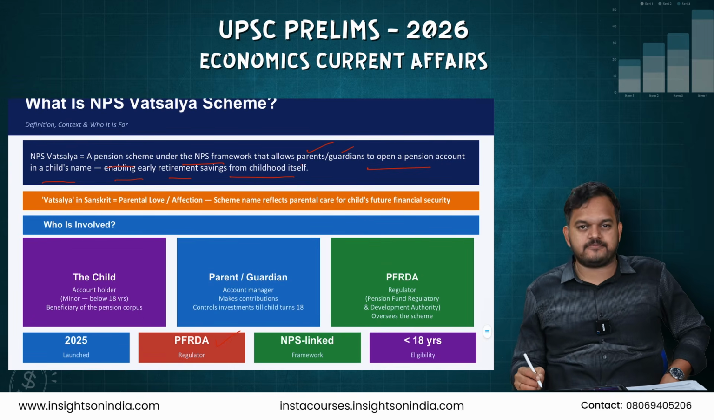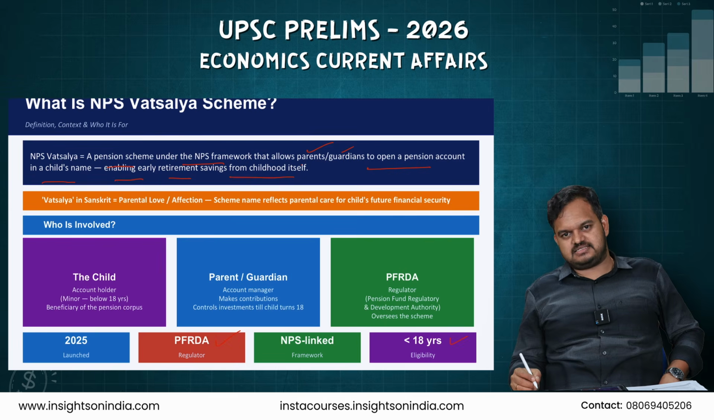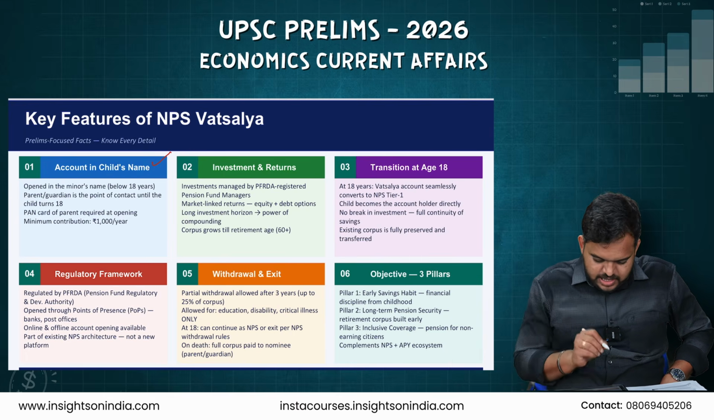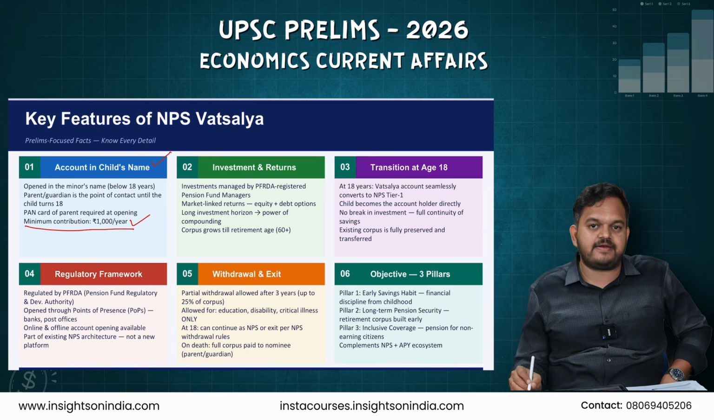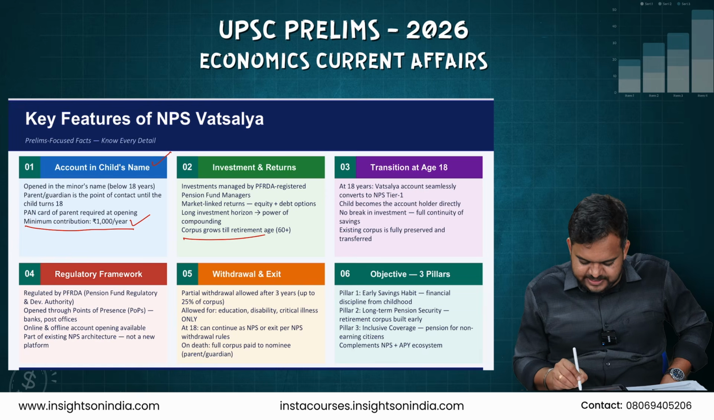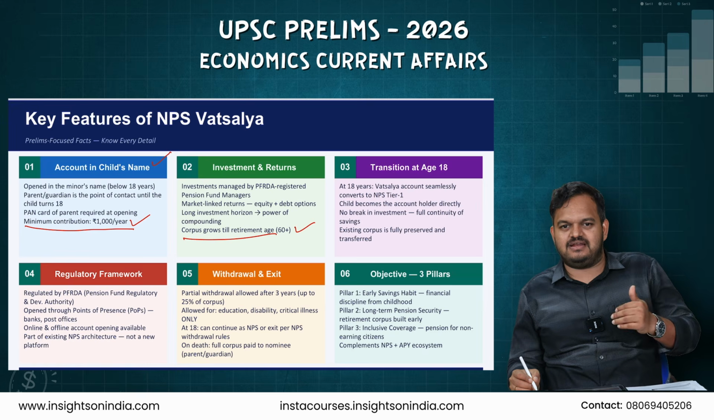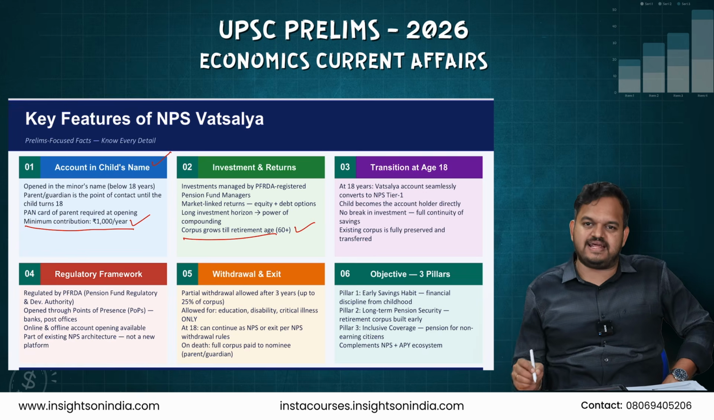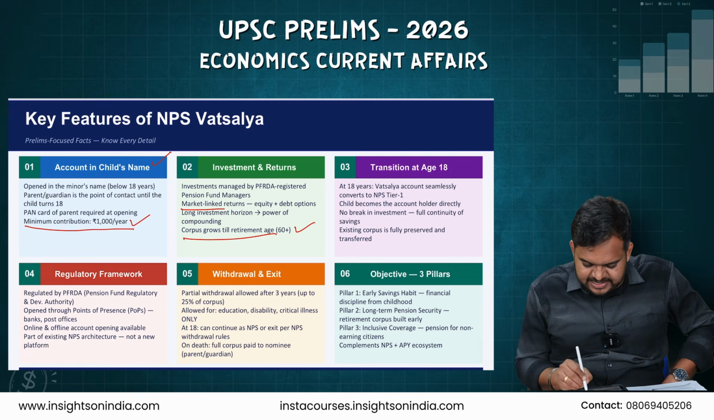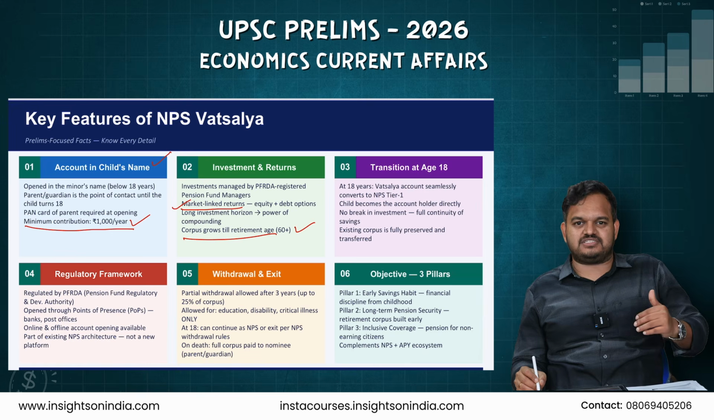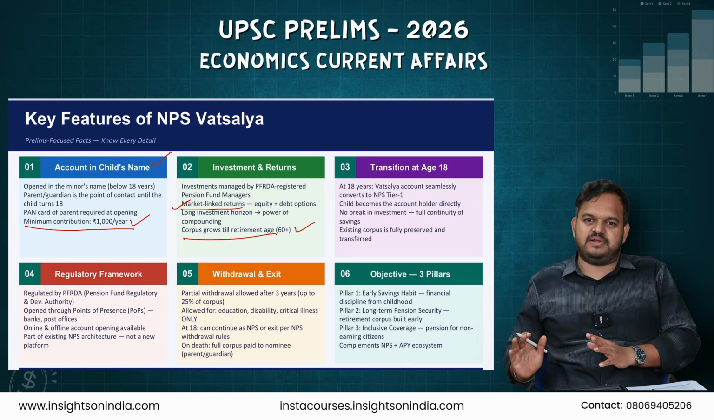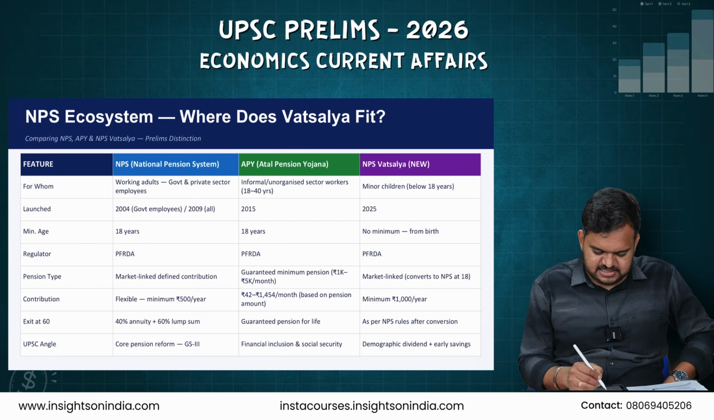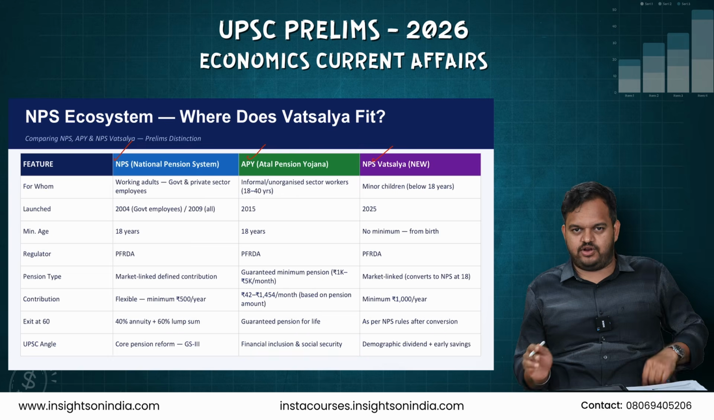Regulator is PFRDA. Eligibility: less than 18 years. Key features: the account will be in the child's name, and minimum contribution is 1000 rupees per year. The corpus will grow till the retirement age of 60 plus. After 18, the child can continue the contributions, and the corpus will grow till the age of 60. It is market linked. There is no standard interest; the returns will depend on the market, on where the fund is being invested. So let us differentiate between NPS, Atal Pension Yojana and NPS Vatsalya Yojana for your prelims purpose.